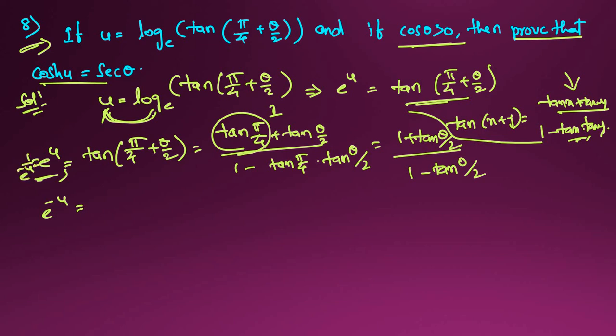So if we do this one, e power of minus u will come here. If I do 1 by e power of u too, so here e power of u is equal to cot of what will come here? This total value reverse will come here, so this to this and this to this reverse. So e power of minus u is equal to 1 minus tan theta by 2 divided by 1 plus tan theta by 2 will come here. So e power of minus u is equal to.